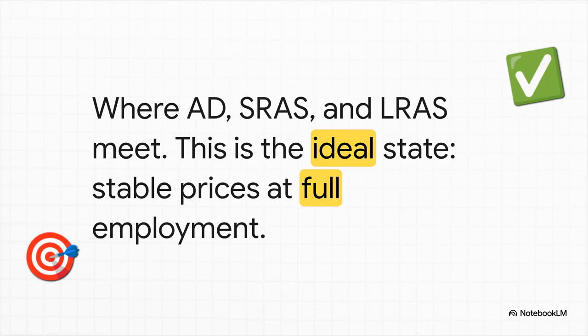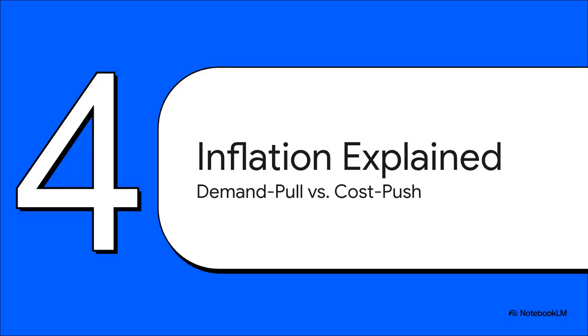This right here, this is the economic sweet spot. It's called long-run equilibrium. When all three of our lines, aggregate demand, short-run supply, and long-run supply, all intersect at the same point, it means the economy is humming along perfectly. We're producing exactly what people want to buy, and we're doing it at our full sustainable potential. The result? Stable prices and full employment. It's the goal. But let's be real, the economy doesn't just hang out in that sweet spot forever.